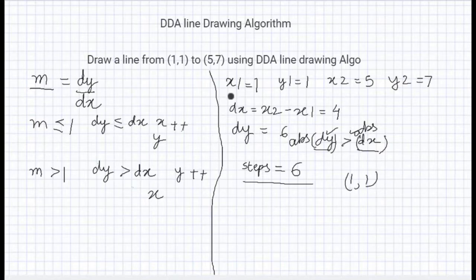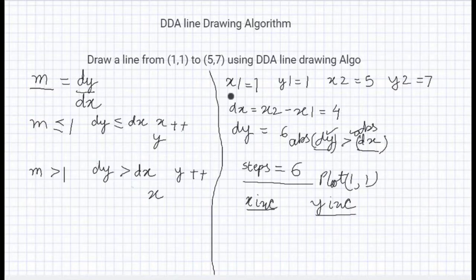So we will plot the point 1, 1 first, and then we will start the algo, and we will then calculate the next values of x and y. For calculating next values, we will need x increment and y increment. So how are we going to calculate the values of x increment and y increment?